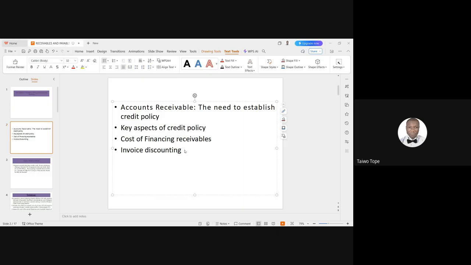Now, credit policy has four main aspects. Number one, for you to come up with a good credit policy, you must assess the credit worthiness of your customer. What do I mean by that? And how do you assess the credit worthiness of your customer? I need somebody to speak to this.